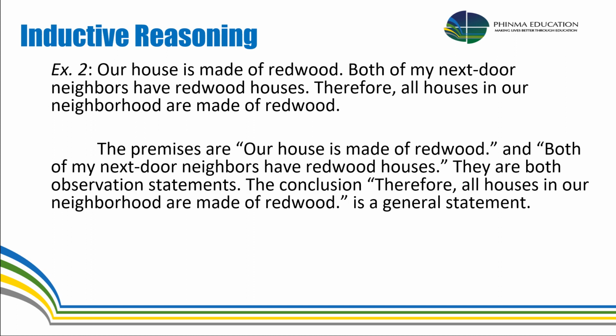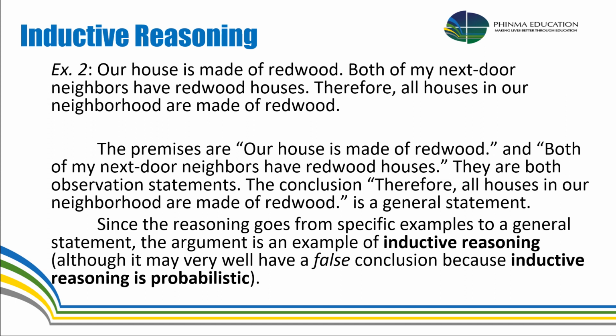Again, the premises are our house is made of redwood, and both of my next door neighbors have redwood houses. So they are both observation statements. Our conclusion, therefore all houses in our neighborhood are made of redwood, is our general statement. Since the reasoning goes from a specific example to a general statement, the argument is an example of inductive reasoning. Although it may very well have a false conclusion, because inductive reasoning is probabilistic.